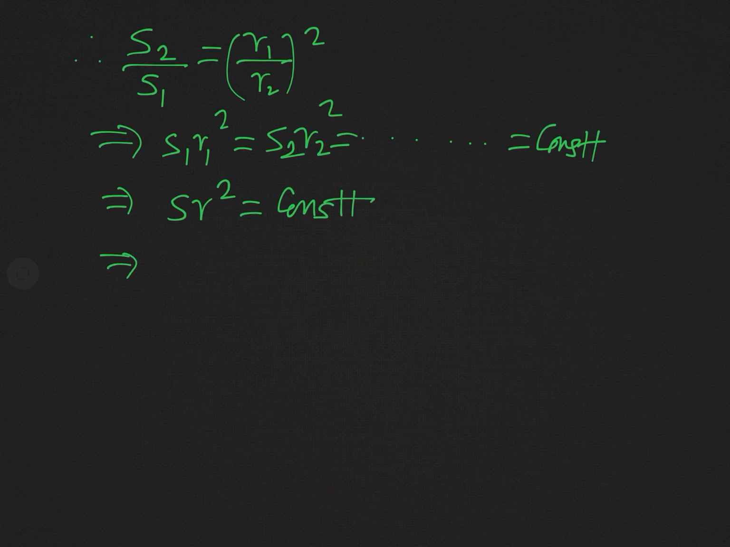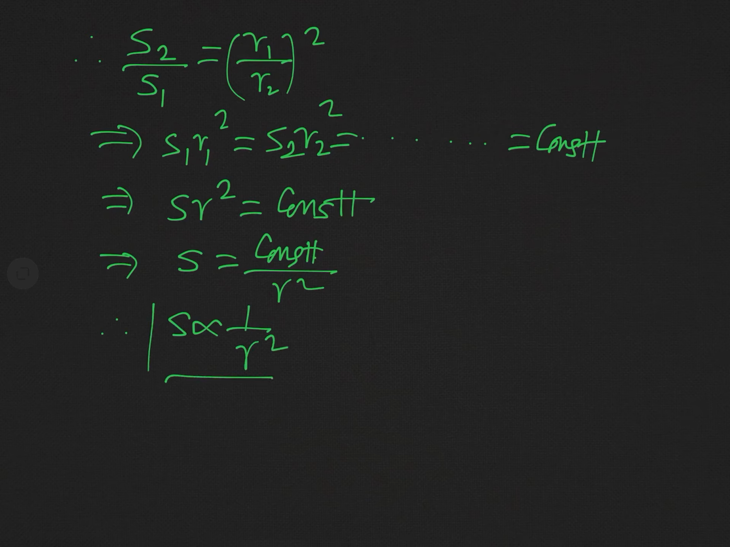And if S into r square is constant, S is constant over r square. Therefore, you can see S is inversely proportional to r square. So in case of a point source, the magnitude of Poynting vector at a particular point at a distance r from the point source is inversely proportional to r square. So this was the second important physical significance of this vector.